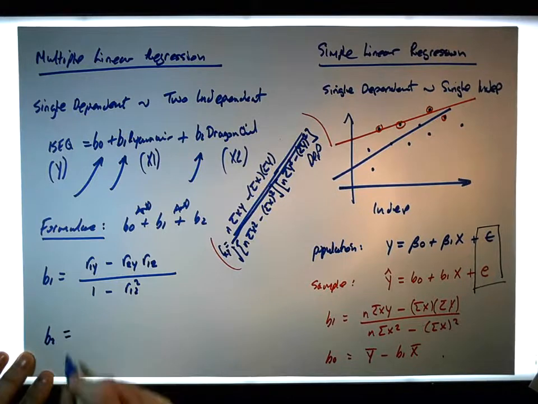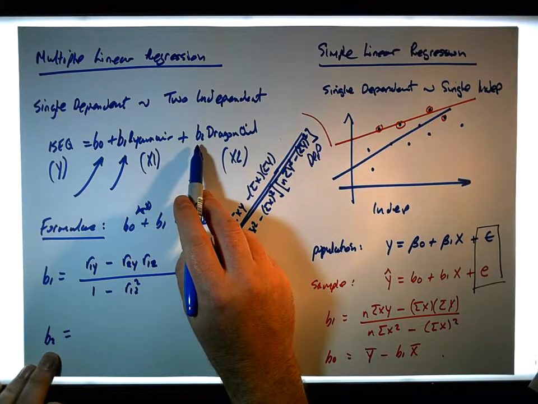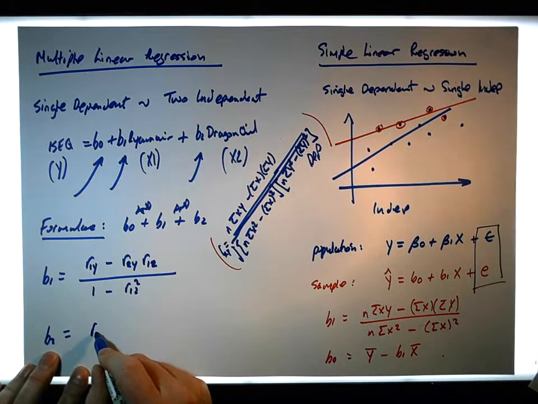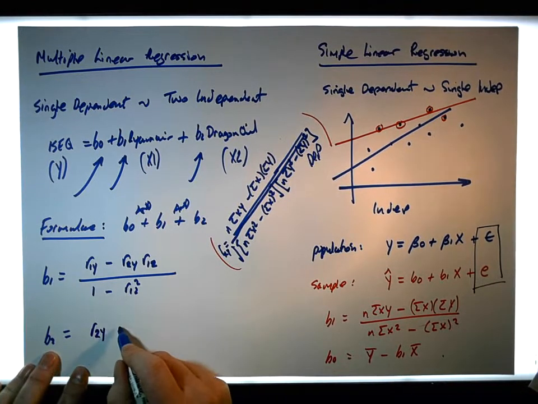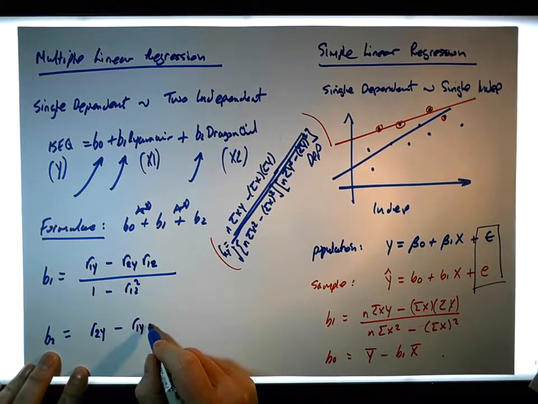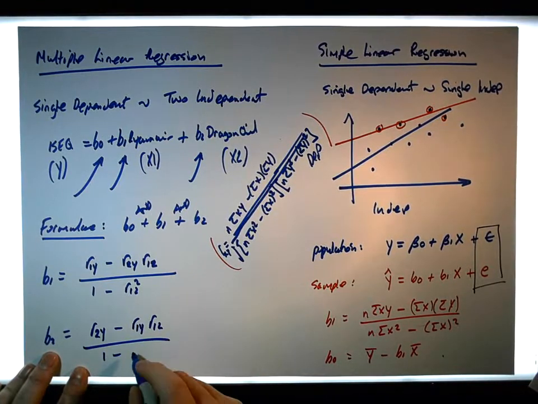Rather than using the formulas that are in the book that I've provided, because with those formulas it's very hard to figure out what's actually going on under the hood. B2, the coefficient here, is equal to the correlation between the second independent variable and the y, minus the correlation between the first independent variable and the y times the correlation between the two independent variables, divided by 1 minus the square of the correlation between the two independent variables.